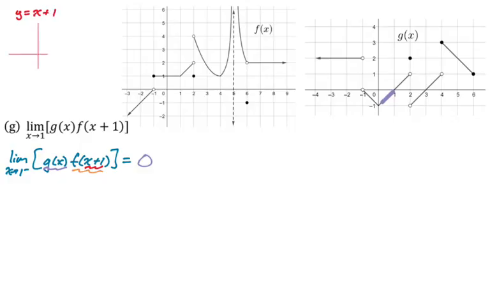We don't have to do this. You can just reason it out, but I'm going to do it. All right, here's my graph of x plus 1. I need to approach 1 from the left, right? So I want to know the limit as x approaches 1 from the left of x plus 1. What is that doing? Well, let's do it. There we go.